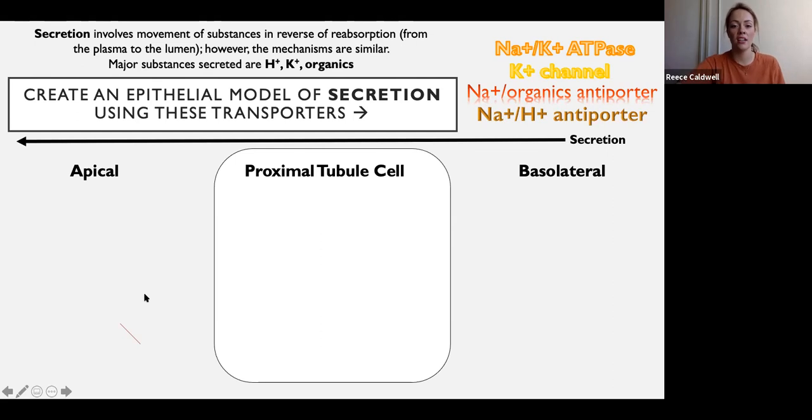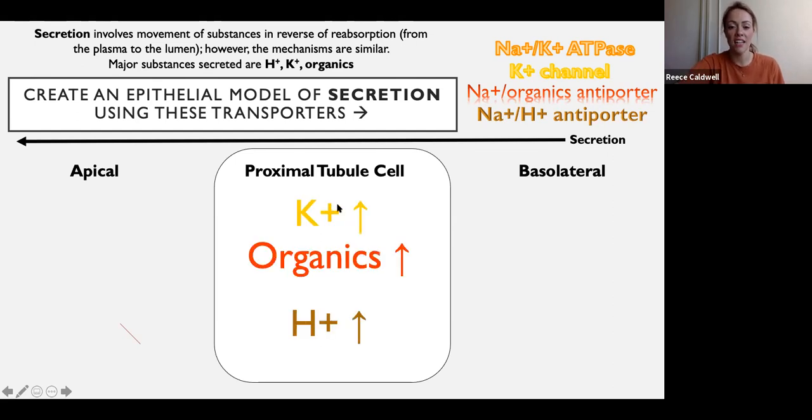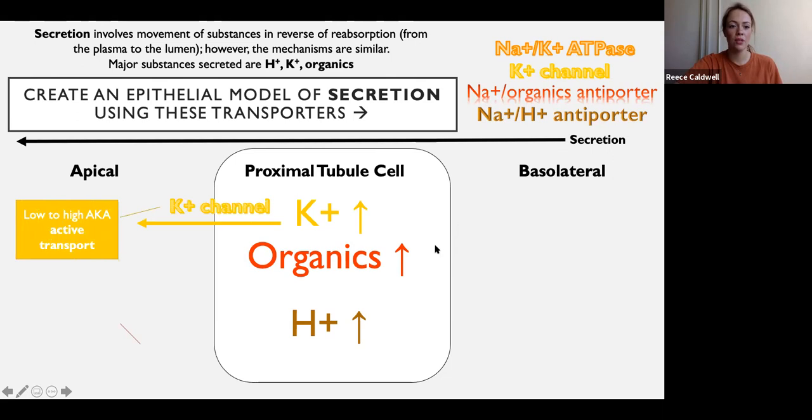So let's go ahead and look at this. We have potassium, organic ions, and hydrogen, things that we do not want to reabsorb. We want to get rid of them. So first, simply we have that potassium channel, moving potassium from an area of high concentration to low. This should say passive transport, because we're moving from high to low. So again, a pretty basic one.